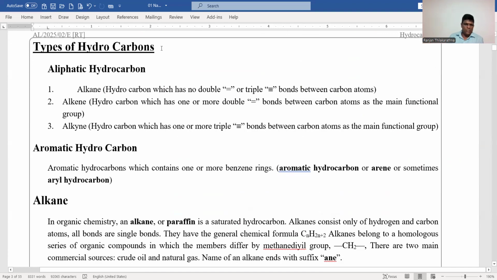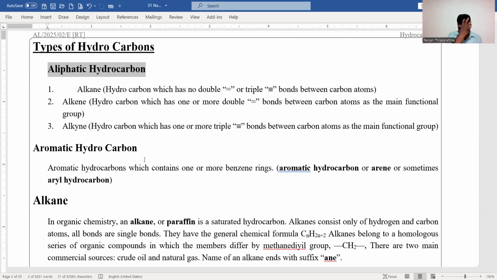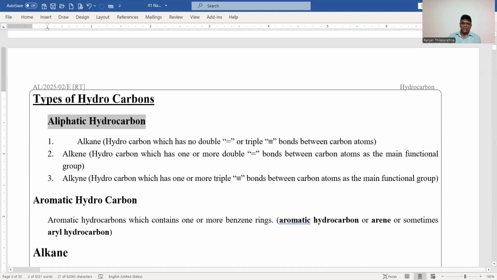Then, types of hydrocarbon. Aliphatic hydrocarbons are the organic compounds having only carbon and hydrogen and no ring. They have only straight chains. See, alkane: a hydrocarbon which has no double or triple bonds between carbon atoms is known as an alkane. This is the simplest organic compound.